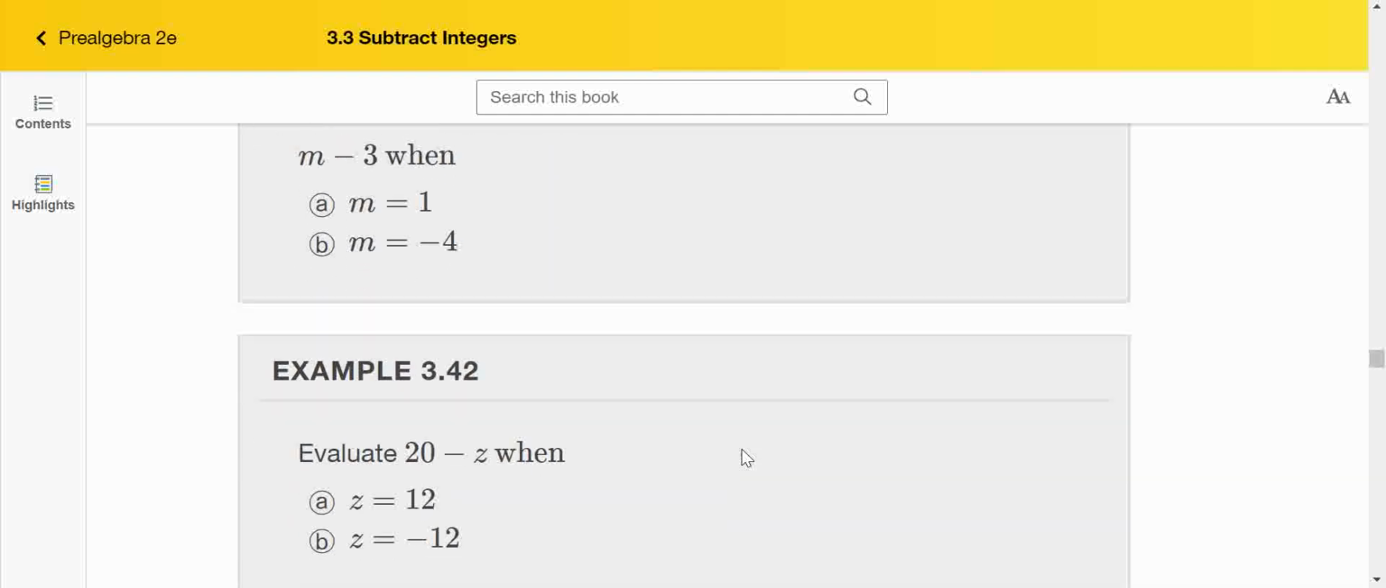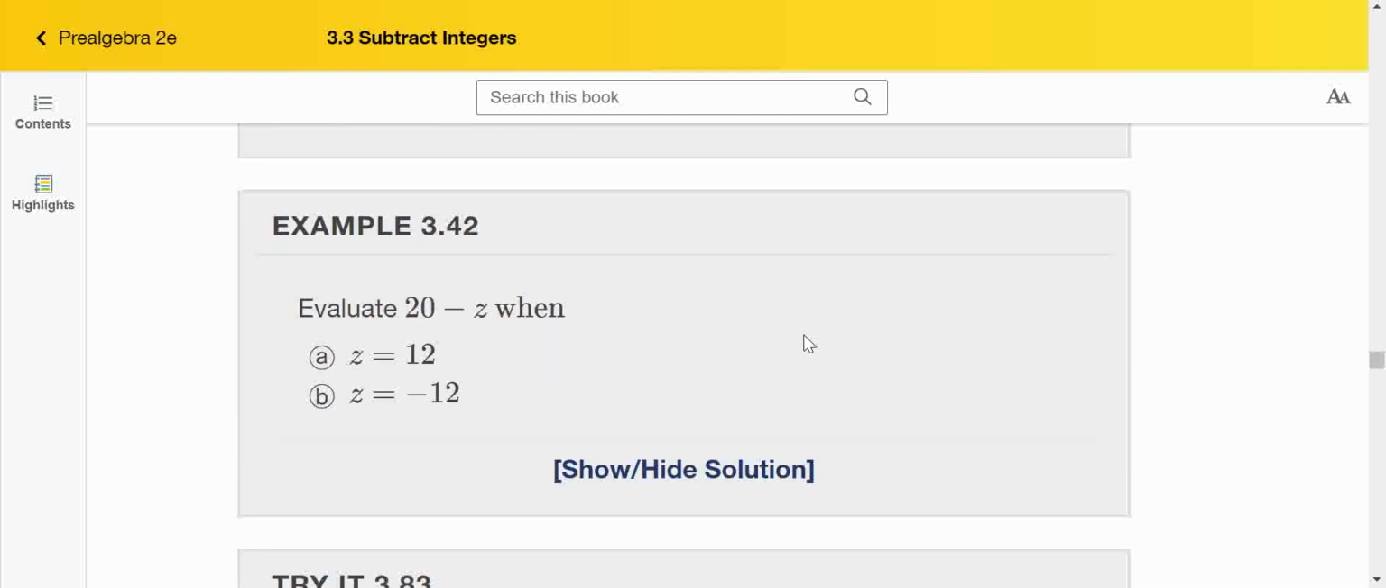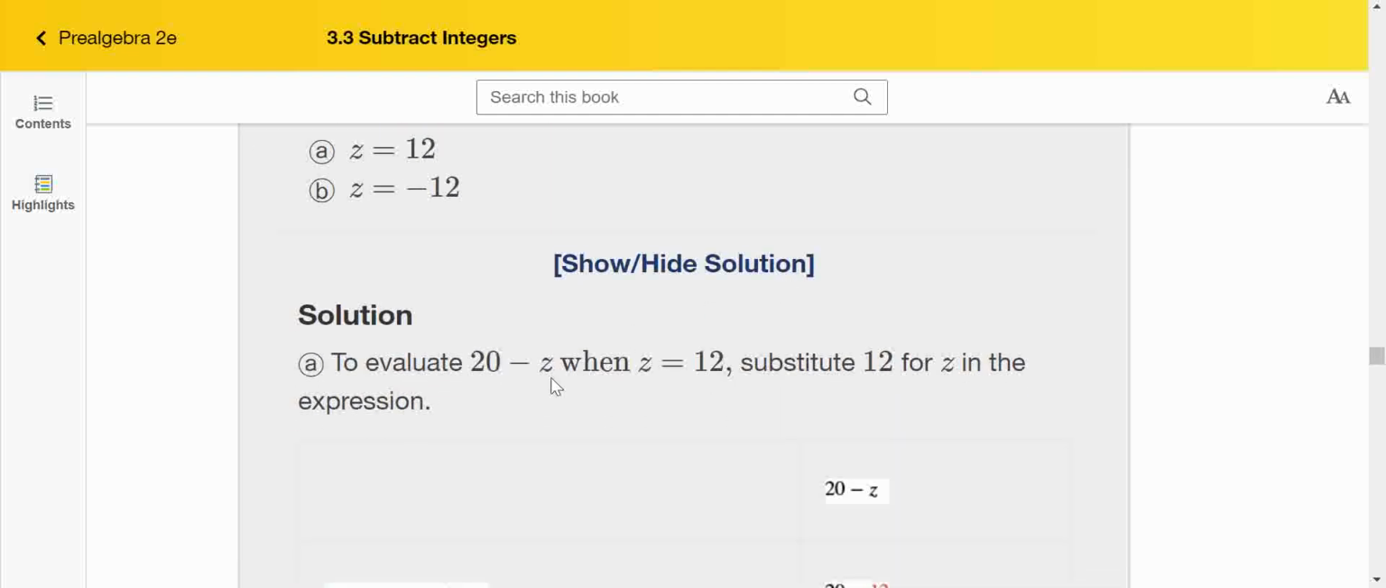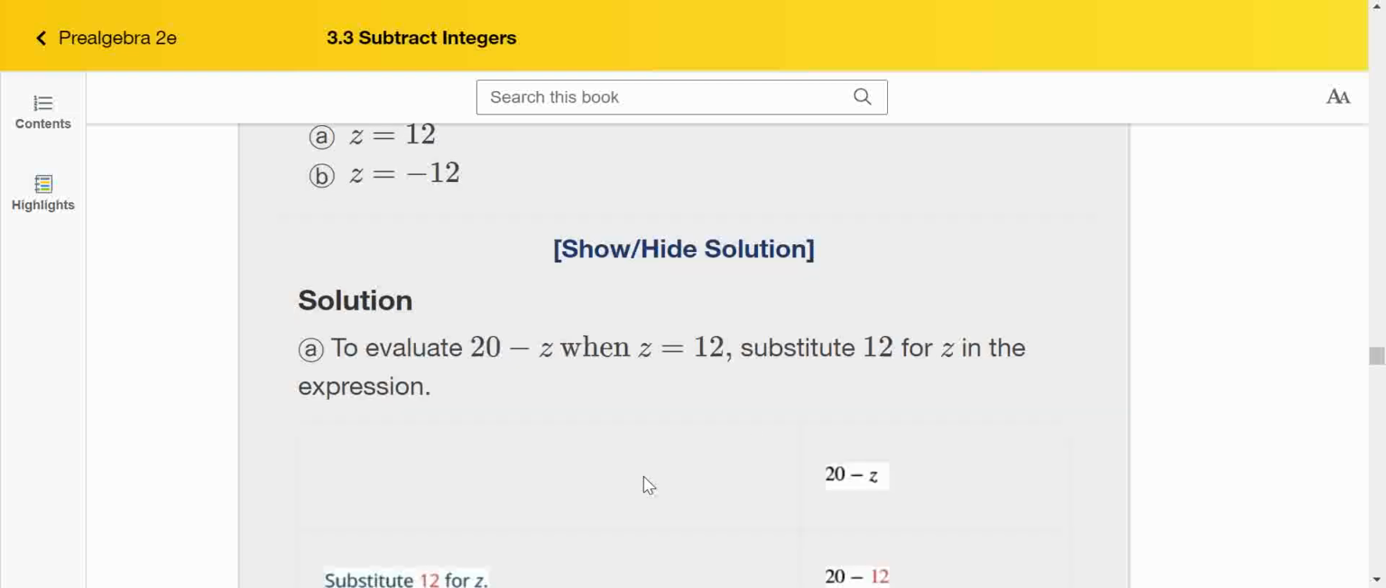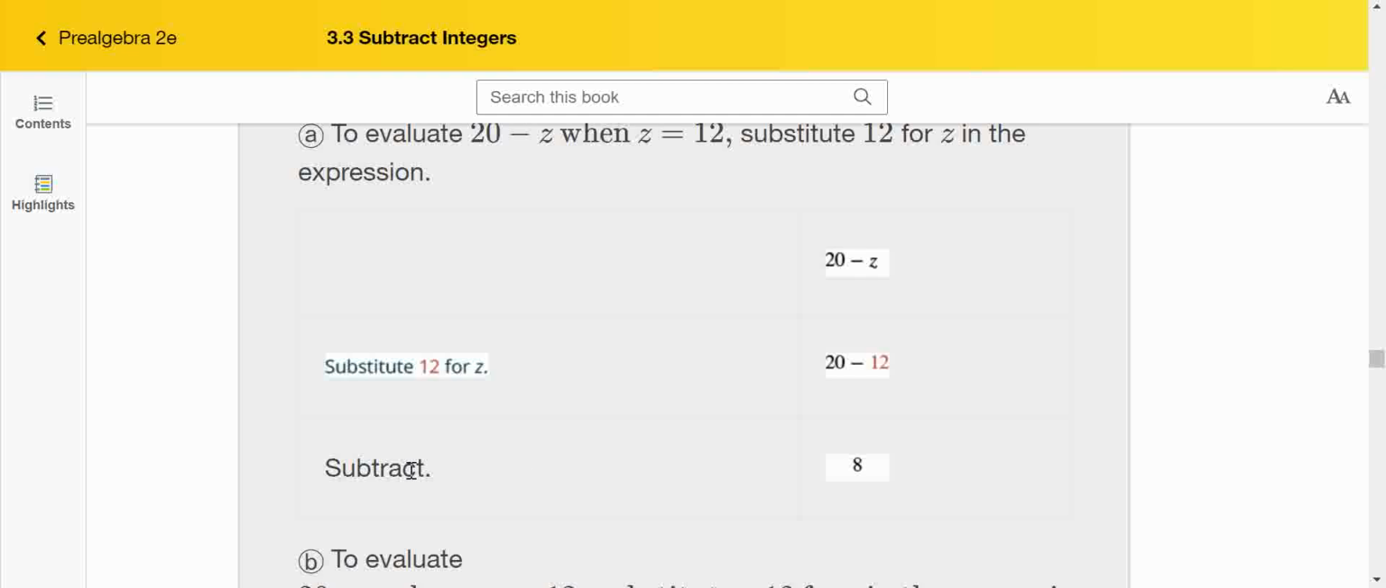A few try-it problems. An example 3.42. We evaluate 20 minus z when a, z is equal to 12, and b, z is equal to minus 12. Solution: A, to evaluate 20 minus z when z is equal to 12, substitute 12 for z in the expression. Doing so, you subtract, and we will get 8.